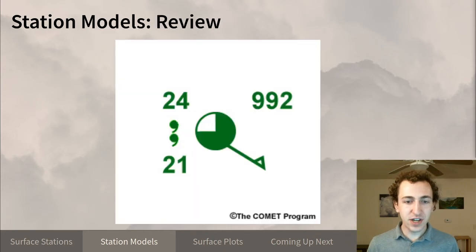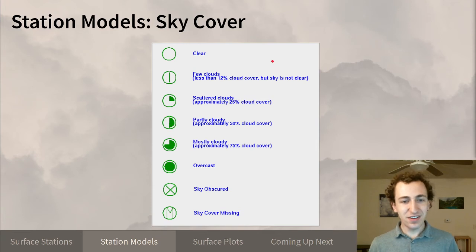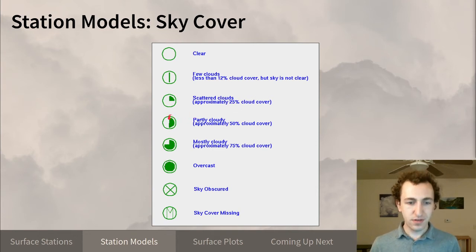The last thing before our review is sky cover. In general, what you're going to see most often is either a clear indicator, a quarter indicator for scattered clouds, which is roughly a quarter cloud cover, half, about half cloud cover, and this is partly cloudy, 3/4 cloud cover is mostly cloudy, and a full circle is overcast.